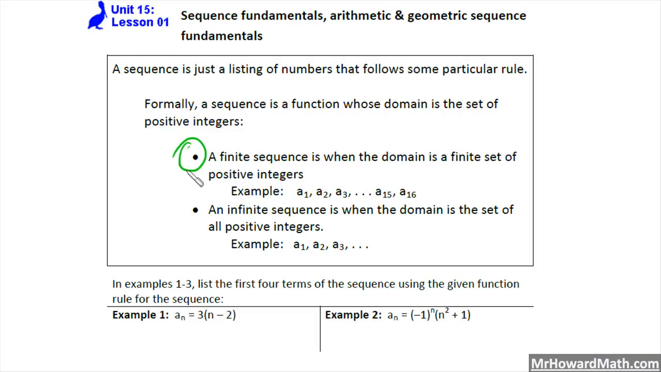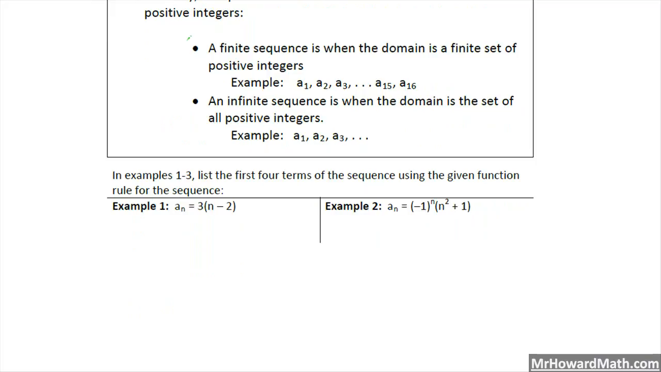If you have a finite sequence, that's when the domain, the numbers you're inputting into that rule, are set. There's a limit on them. There's a specific set of numbers that you are specifying for the domain. And an infinite sequence is one in which the domain is all positive integers. So those are the two main categories here, finite and infinite. And let's look at an example here.